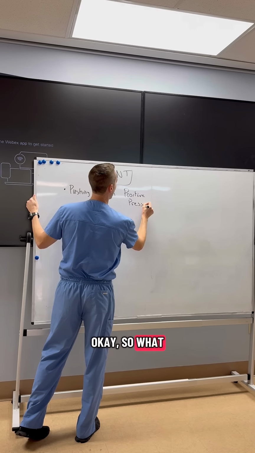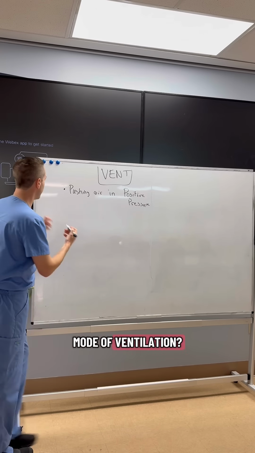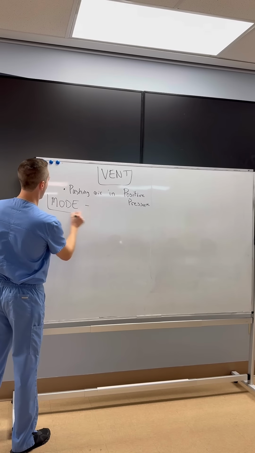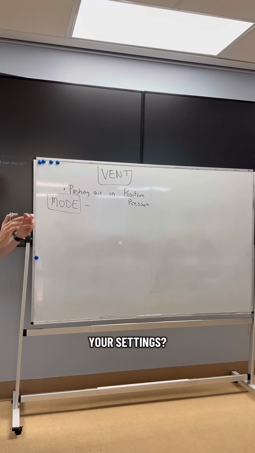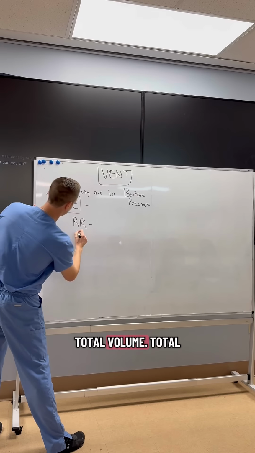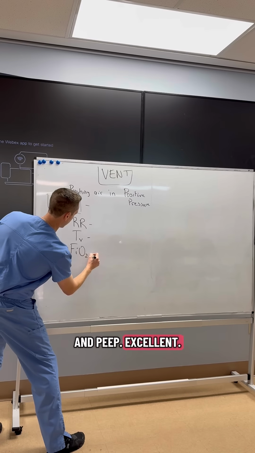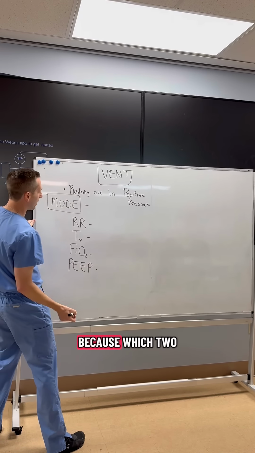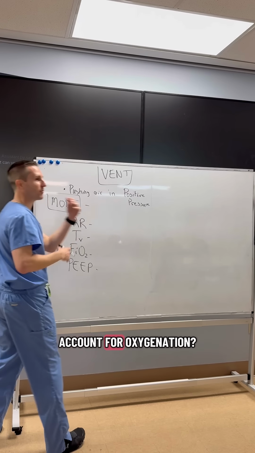So, aside from the mode of ventilation, so you have mode here, we'll talk about some modes, what are the four things that you're concerned about when you're doing your settings? The respiratory rate, tidal volume, FiO2, and PEEP. Excellent. I like the order that you stated these in because which two account for ventilation and which two account for oxygenation?